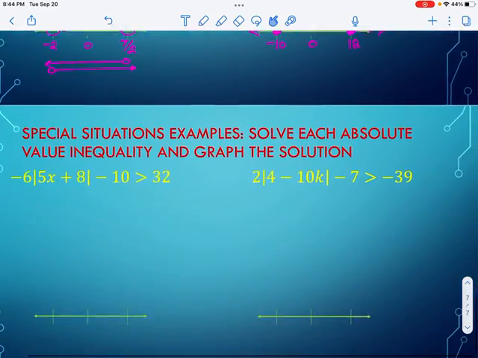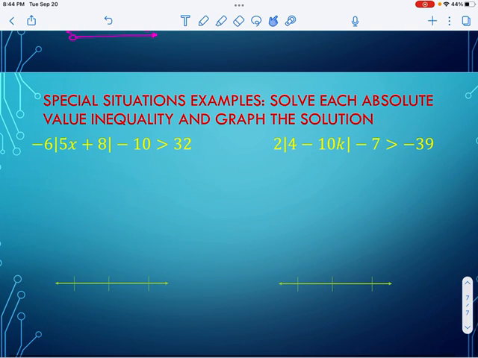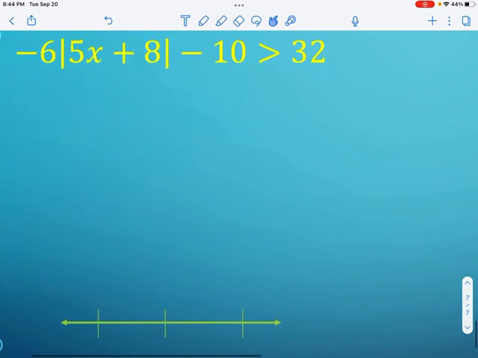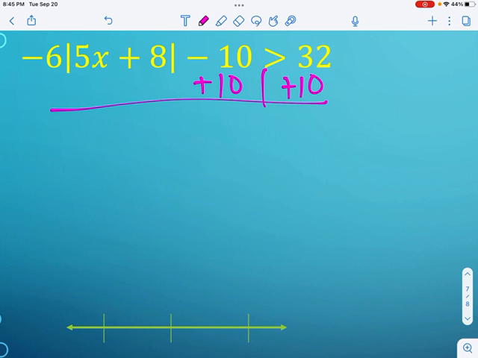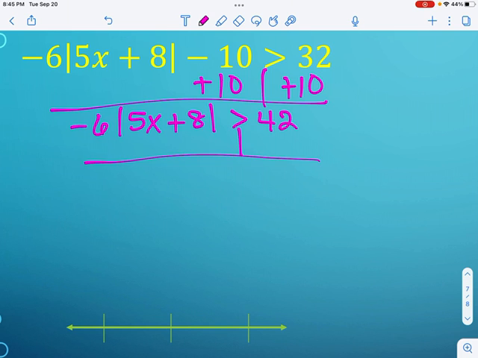Now, the last two examples I want to go over with you are what we would call special situations, things that can happen once in a while that we have to be on the lookout for. So the first thing I need to do is isolate, so I'm going to add 10, and that's going to get me negative 6 times the absolute value of 5x plus 8, and that's going to be greater than 42. The next thing I'm going to do is get rid of the negative 6 by dividing. So that gives me the absolute value of 5x plus 8. Because I divided by a negative, it's going to flip that, and that's going to be less than negative 7.